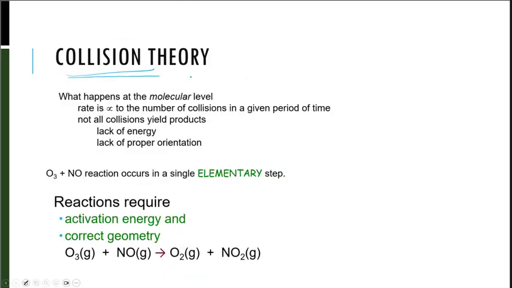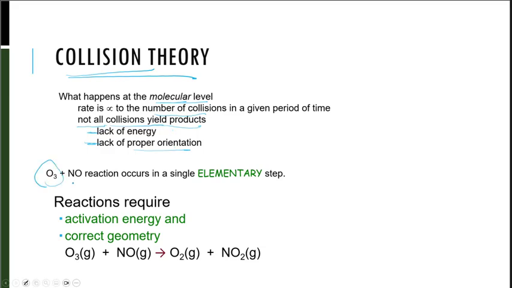Now, collision theory takes us back to what happens at the molecular level. Rate is proportional to the number of collisions in a given period of time. But remember that not all collisions yield products. There could be a couple reasons for this. 2 things could collide, but they don't have enough energy to break apart those reactants. They also might not have the right orientation. They might not hit each other in the right fashion to make those products.